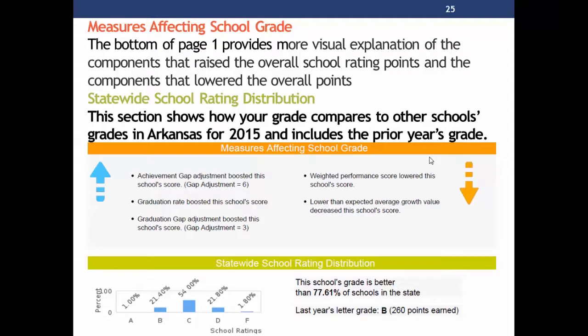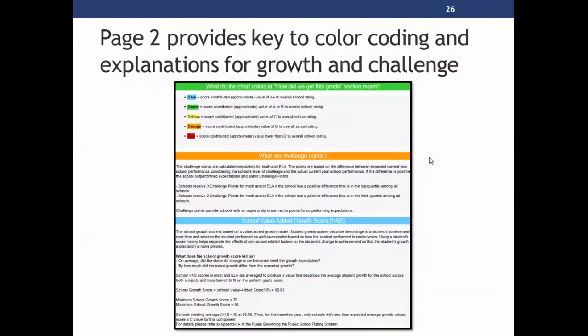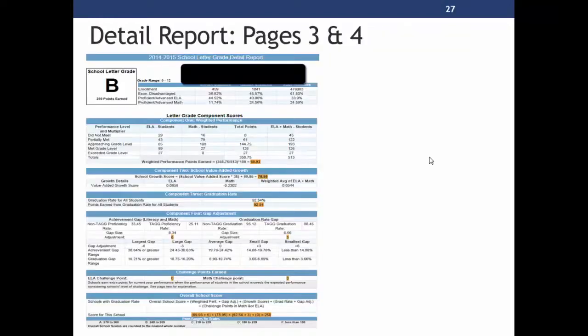The weighted performance score lowered the school score, and they had lower than expected average growth, which brought their score down a little bit. The very bottom tells you a little bit about how this school did relative to the other schools in the state. This school's grade was actually better than 77.6% of schools in the state. It also tells you that last year the school earned a B. Page 2 provides the key to the color coding and explanations for growth and challenge. So these are just extra points to help understand the report.